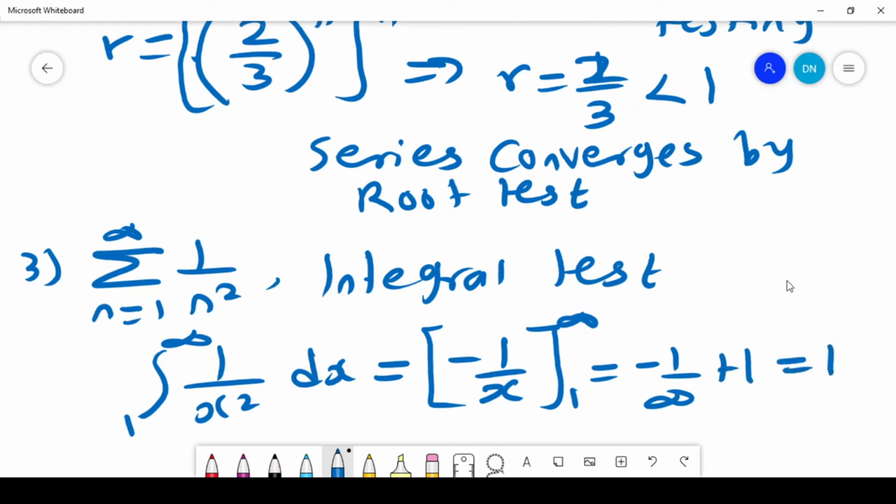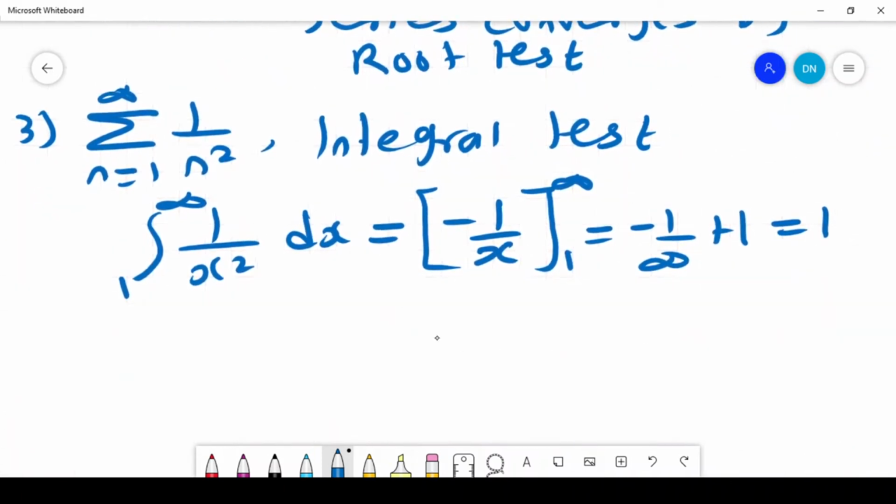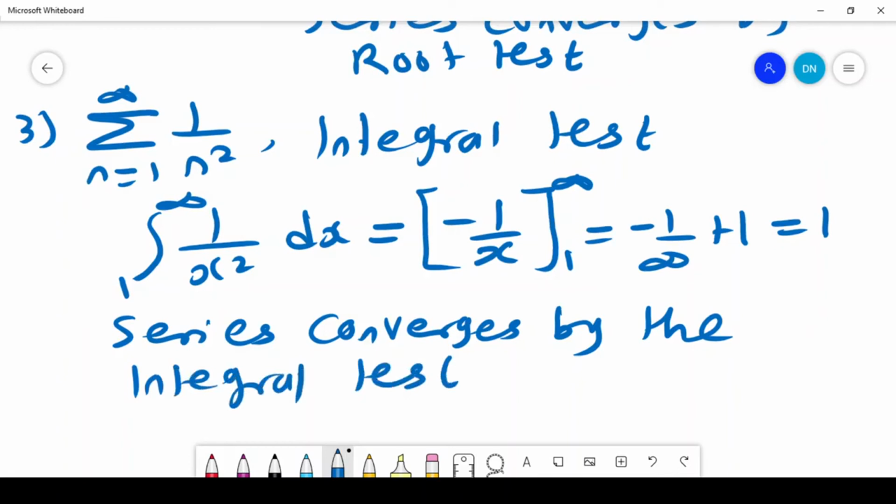And what does that tell us? Because we have got a definite value from our integral, the series converges by the integral test. So these are some of the examples that we have on how you can use the integral test. There are other ways of looking at it.